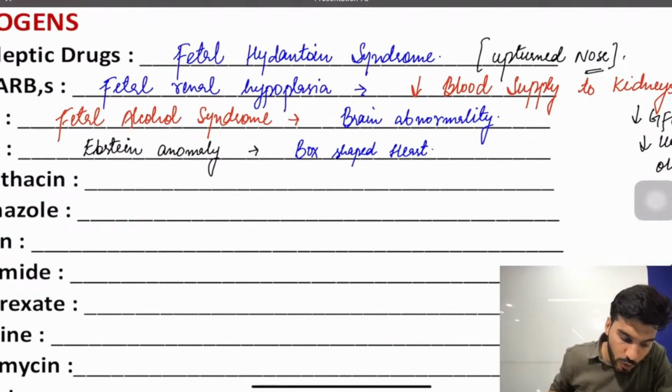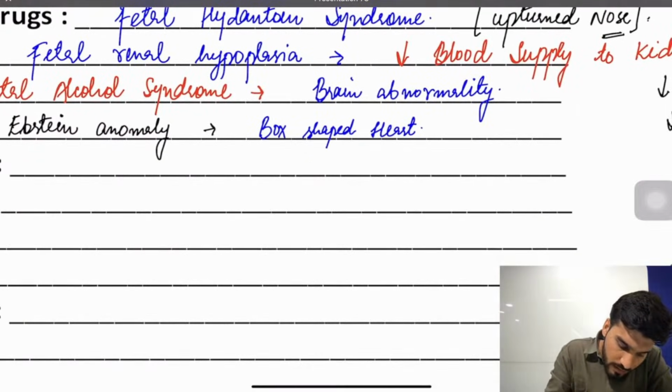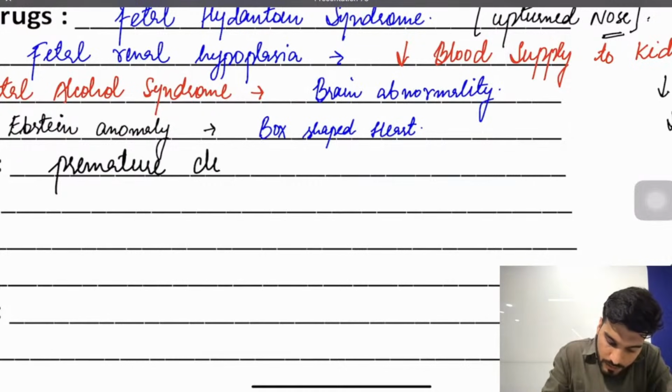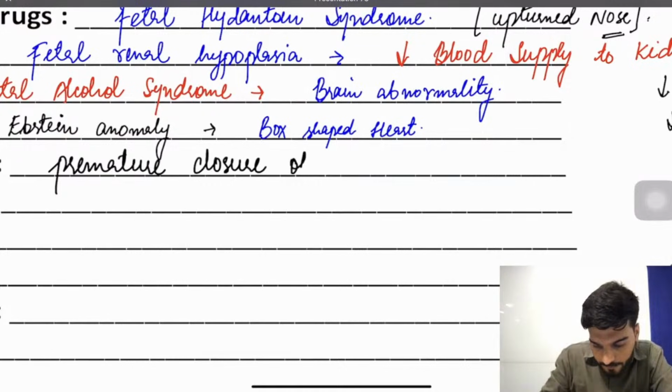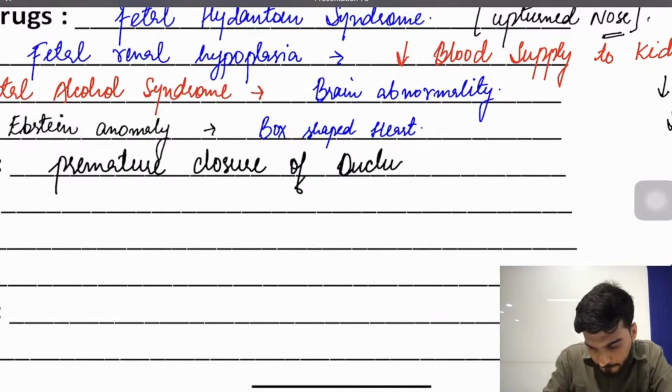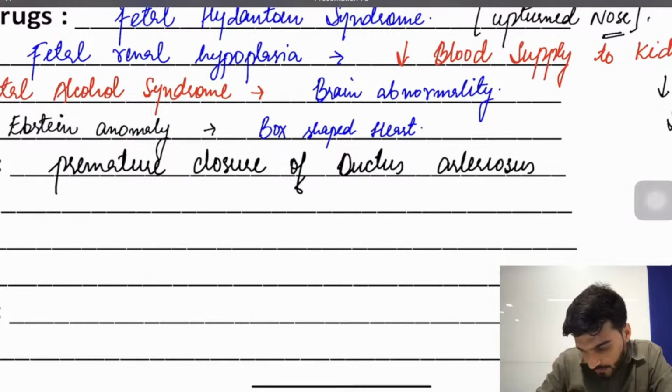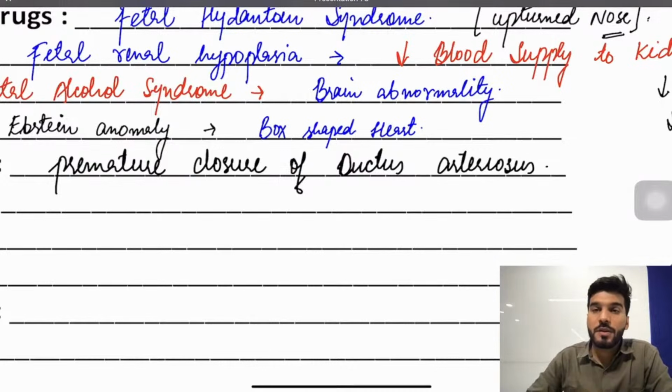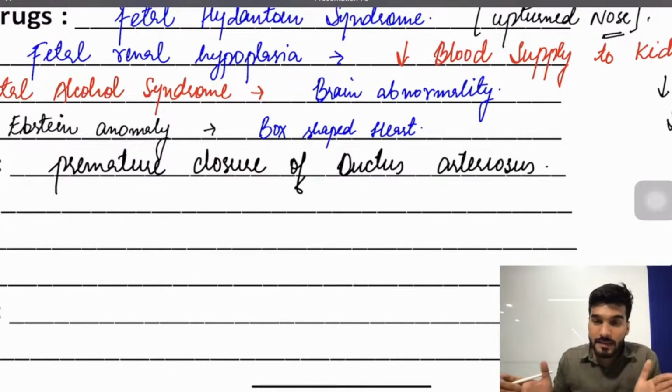Now, if we talk about indomethacin, indomethacin causes premature closure of ductus arteriosus. In order to maintain the patency, which drug do we give? We give a prostaglandin. Which prostaglandin is used to maintain the patency?